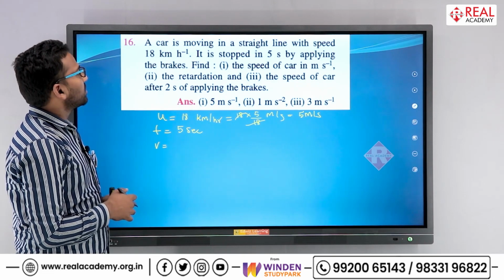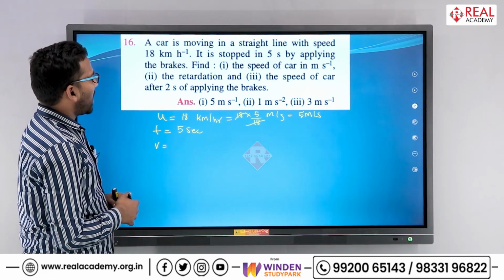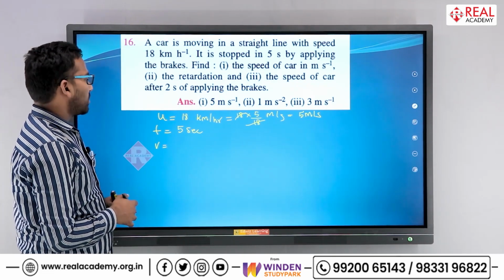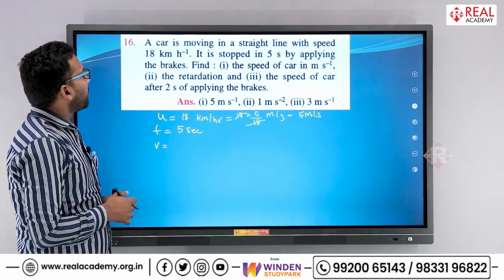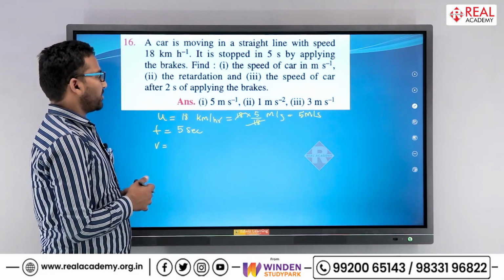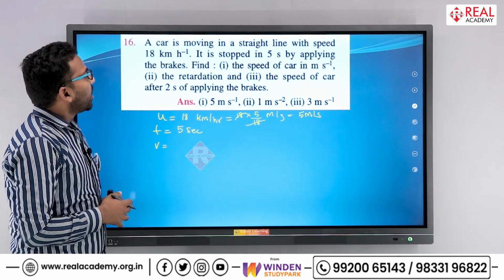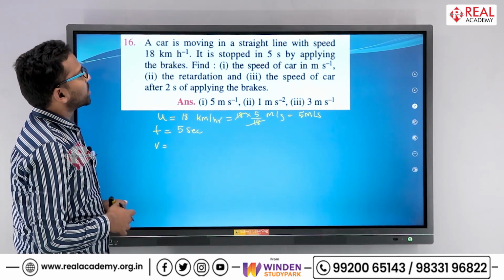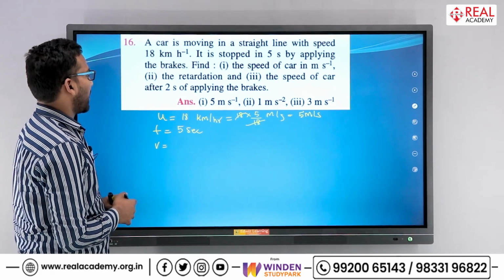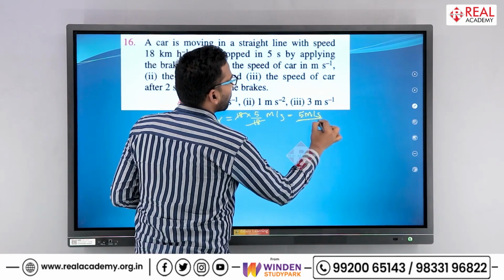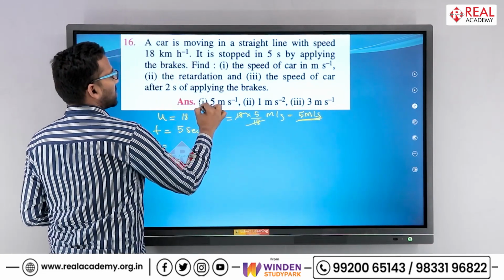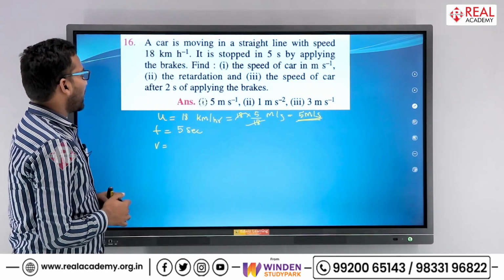The questions are: first, speed of car; second, the retardation; and the last question is the speed of a car after 2 seconds of applying the brakes. First question, speed of car in meter per second. We have already calculated that over here, that is 5 meter per second, the first answer.